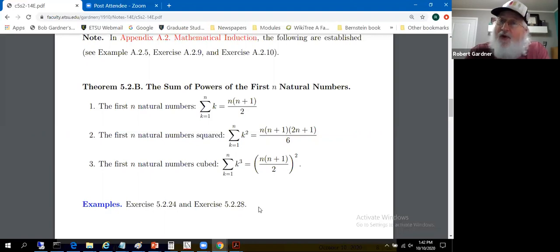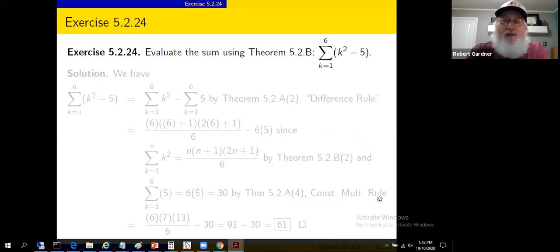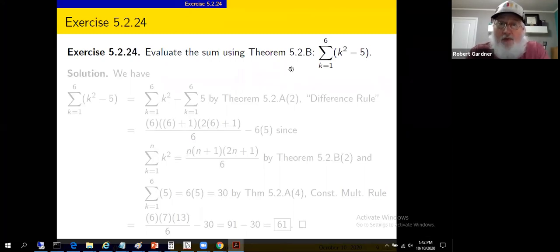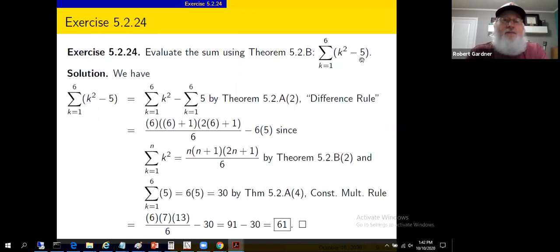Let's illustrate them first, and then we'll see why we're particularly interested in these particular summations. Let's look at 24 and 28 in the supplements. Okay, here it says evaluate the sum using those formulas, using theorem 5.2.b. Sum from k equals 1 to 6 of k squared minus 5. The sum of a difference can be written as the difference of the sums of the constituent parts. That's the difference rule from theorem 5.2.a.